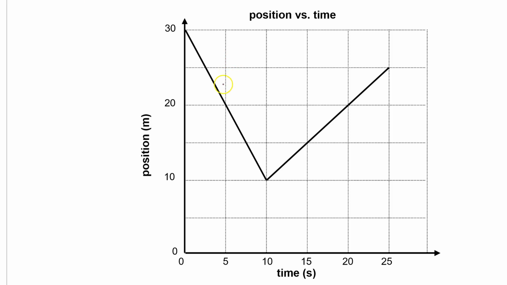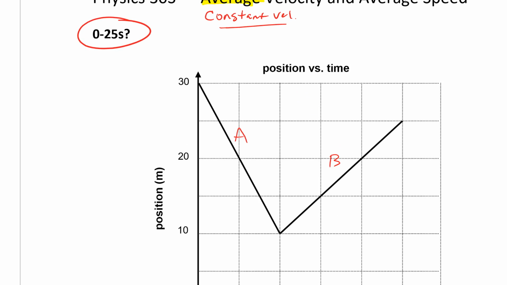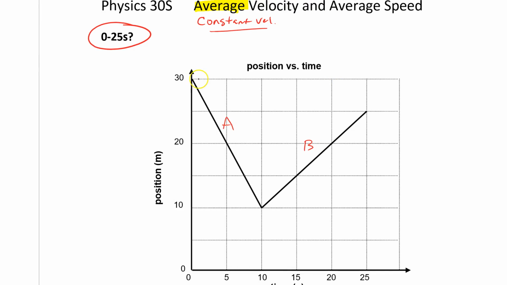We can say for this segment, I'll label it A, it is going at a constant velocity, and you can tell that because it's a straight line. And then for B, it is going at a second constant velocity, a different one. So overall, this object is not going at a constant velocity because it changes halfway through. Our question would be, what about this entire period of time? If it starts at 0 seconds and ends at 25 seconds, how could we figure out the average velocity? Clearly it's not going constant the whole time.